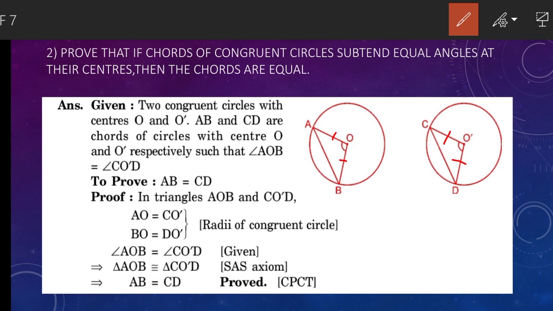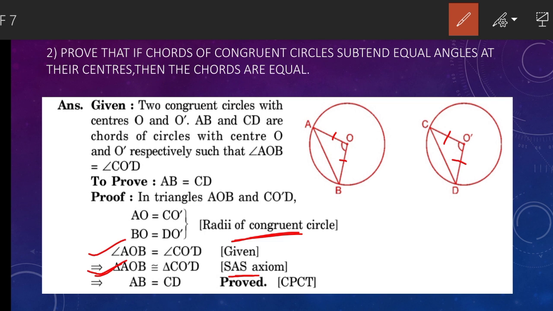Here also we are going to consider two triangles, AOB and CO dash D. First of all, we have the radii of the congruent circles, that is AO is equal to CO dash and BO is equal to DO dash, as they are the radii of the congruent circles. And it is given that angle AOB is equal to angle CO dash D. So two sides and one included angle. That means by the side angle side axiom, we can say that the triangles are congruent to each other. Since the triangles are congruent, we can say AB is equal to CD. That is, the chords are also equal.